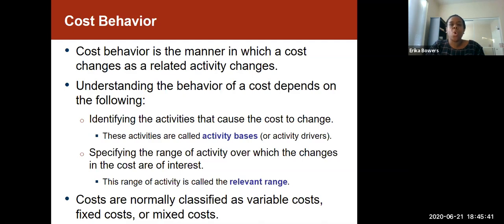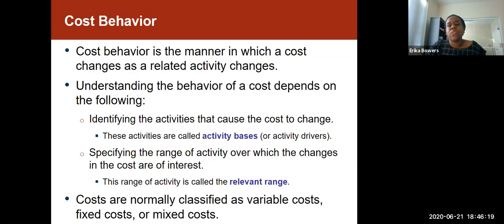So the more that you drive your car, the more gas you use, because the more miles you drive, the quicker your gas will leave. So understanding the behavior of cost depends on the following. The first is identifying the activities that cause the cost to change. In the example we just used, it's miles driven that will cause your total gas amount to change. These activities are called activity bases or activity drivers, what drives the cost.